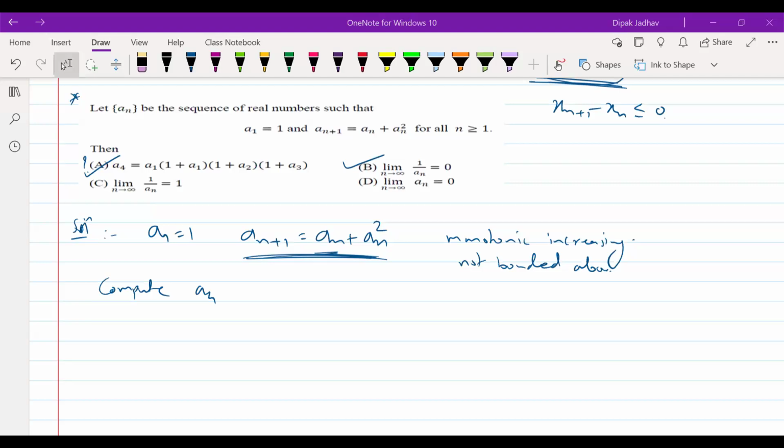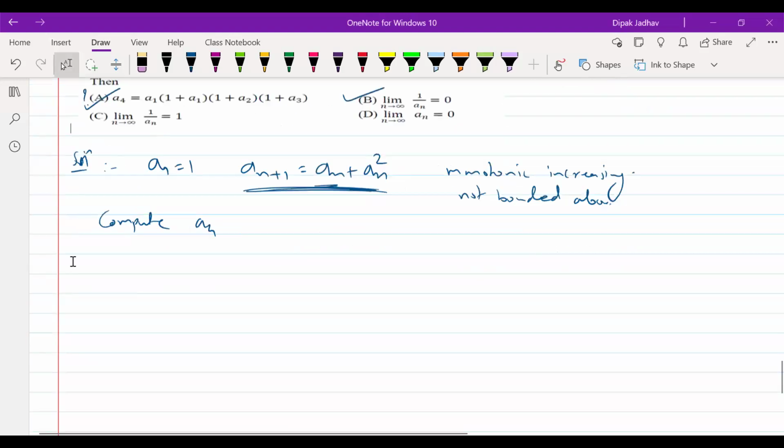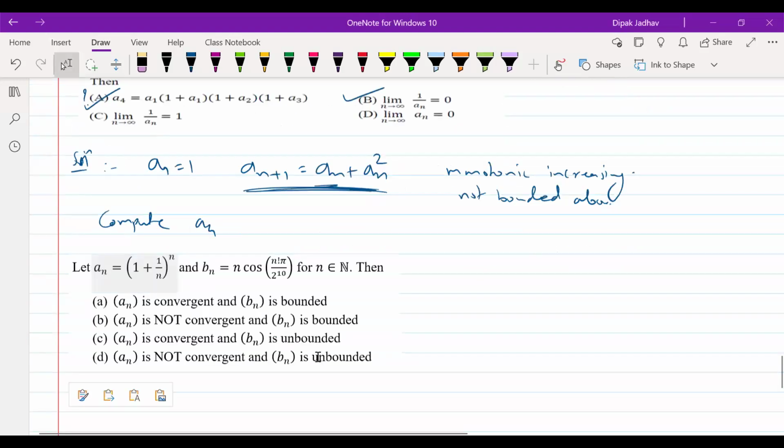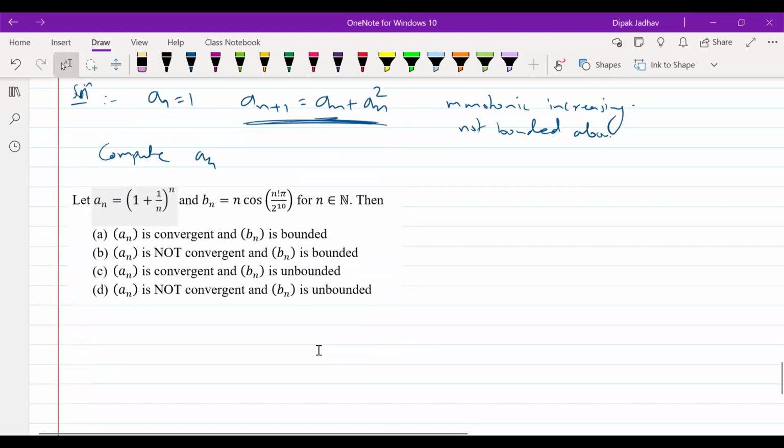Let's have a quick, easy problem. Can you tell me the answer?